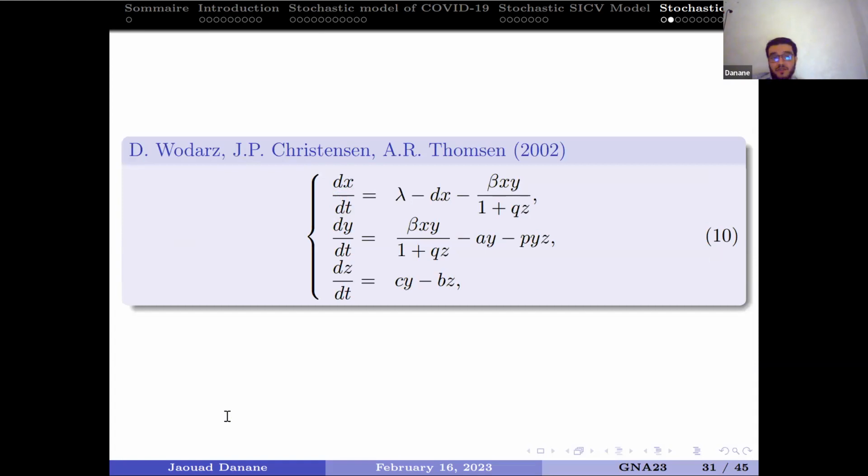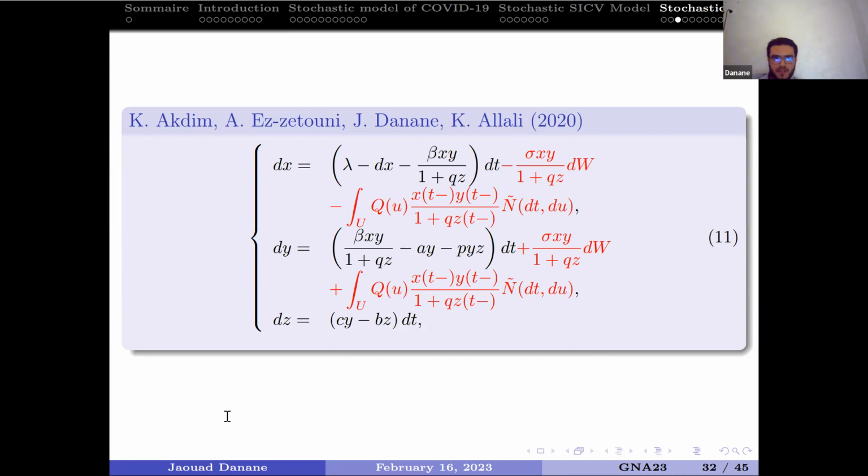Our study is about a viral infection, but more specifically the model given by Jaouad et al., a paper published in 2002. It represents the interaction between X, U, and Z, where X represents the uninfected cells or the healthy cells, U represents the viral load, and Z is the lytic and non-lytic immune response. Our model was developed in collaboration with Professor Khadija Akhtim, Mr. Adi Zitouni, and Professor Karam Allali of the University Hassan II of Casablanca.